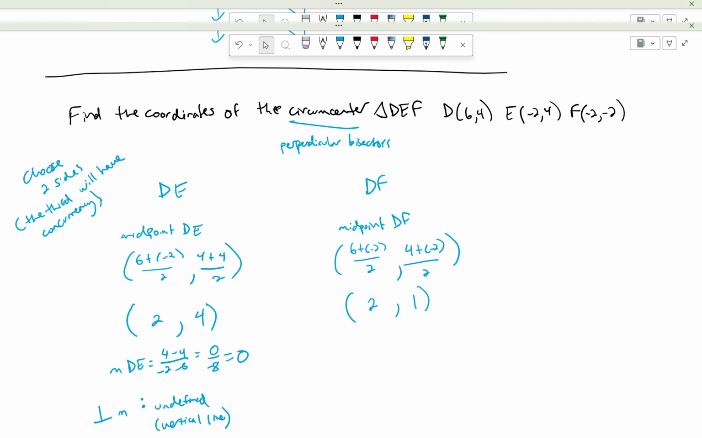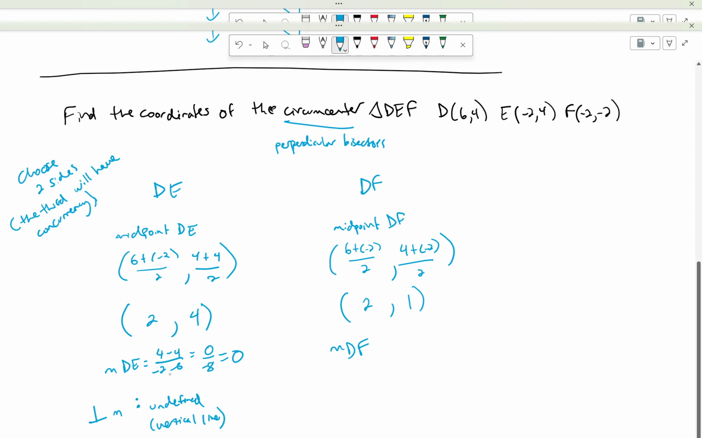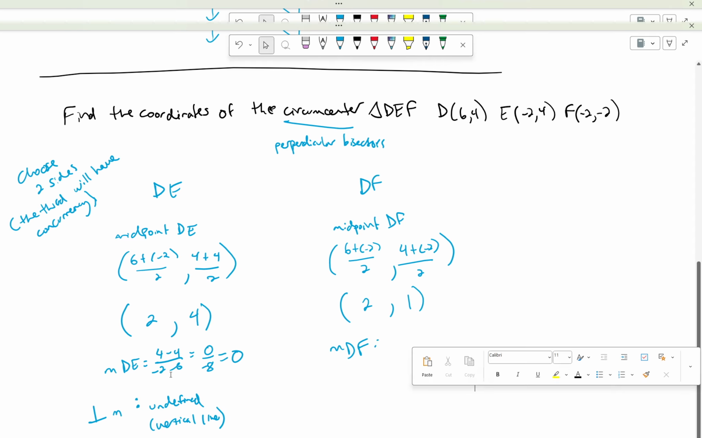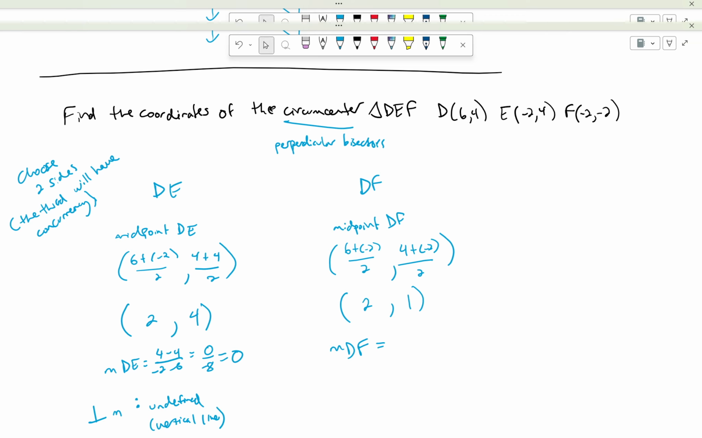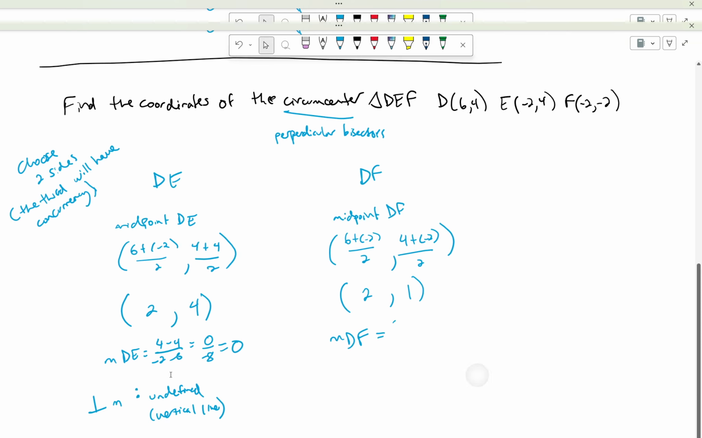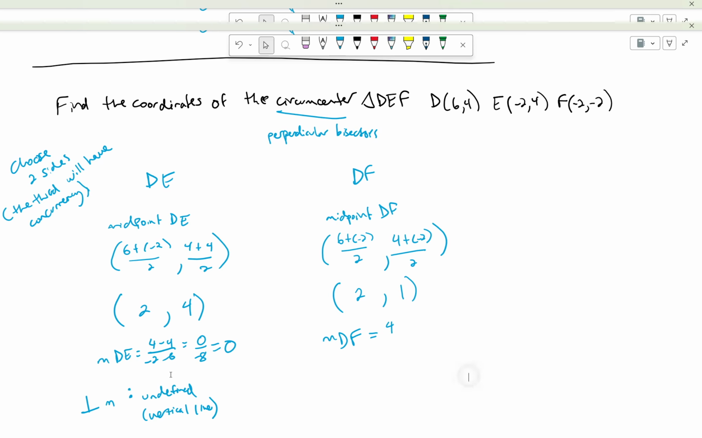All right, and then let's find the slope of DF. Well, I'm going to take the difference of my y's. So I have 4 minus negative 2 over 6 minus negative 2, which is going to give me 6 over 8, or 3 over 4. So my perpendicular slope is going to be the negative reciprocal, so negative 4/3.